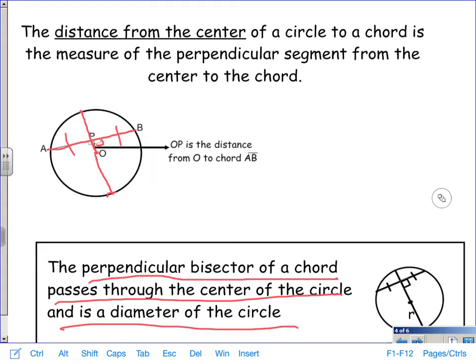So the line that we've created from the center all the way to the side of the circle is a radius, and if we extended it the opposite way, it would become the diameter. And that's what essentially this is saying to us.